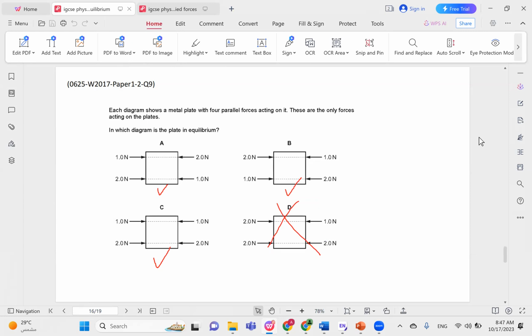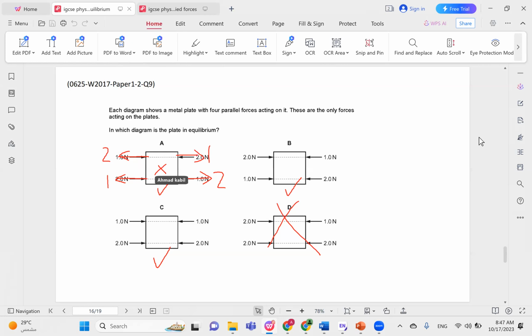So like we said, we like to have the forces pointing out. So I'm just going to change all the forces so that they're all pointing out of the object. So for choice A, we have 1 Newton here and 2 Newtons here, and we have 1 Newton in this direction and 2 Newtons in this direction. Now the forces are all pointing out of the object.